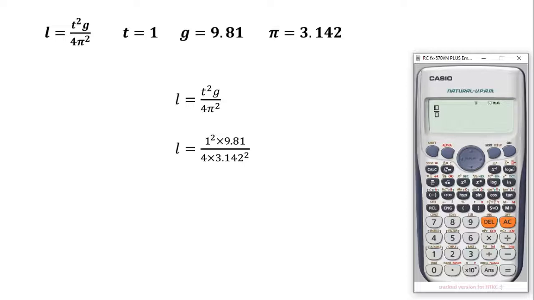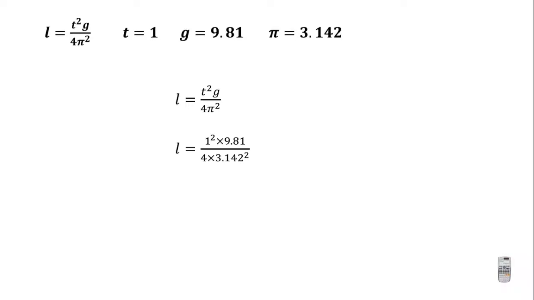Then I'll type the whole expression that we have here once again. So 1 squared times 9.81 divided by 4 times 3.142 squared. You press enter and your calculator rounds it to 3 significant figures for you. So it's 2.48 times 10 to the power minus 1, which is the same as 0.248. So we have been able to use our calculator to round it to 3 significant figures.